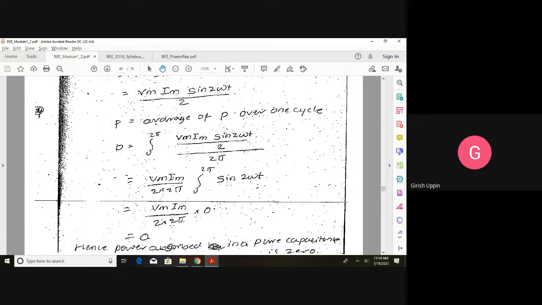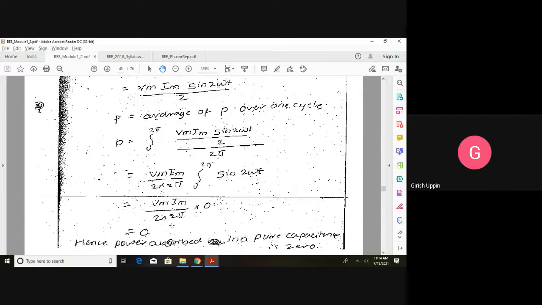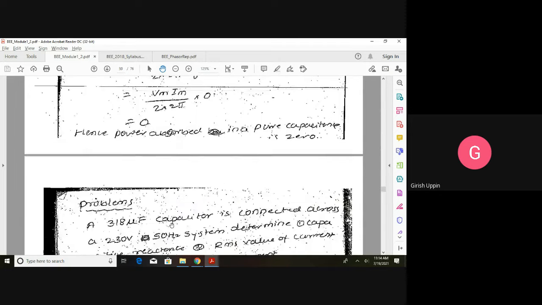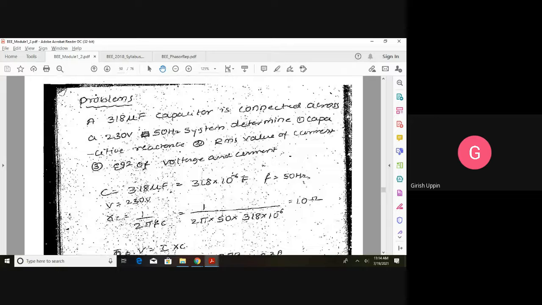Therefore, the power consumed in a pure resistor is P is equal to VI. Power consumed in the pure inductor, P is equal to 0. Power consumed in the pure capacitor, P is equal to 0. So in case of a pure capacitor and pure inductor, it does not consume any kind of power.